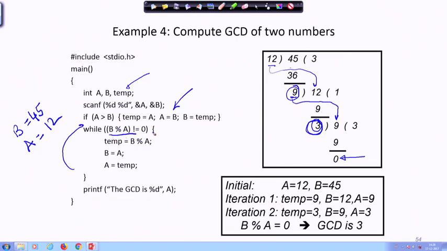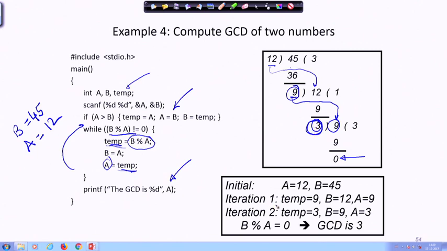As soon as this becomes 0, then I have got my GCD stored in A, because every time in A I am storing the temp. And what is temp? Temp is, after I divide, I get the remainder and that I am storing in temp, and that temp is coming in A, and that is also copied in B, but in the next loop that is being divided by. So, here you are having 3, 9 and here 3.